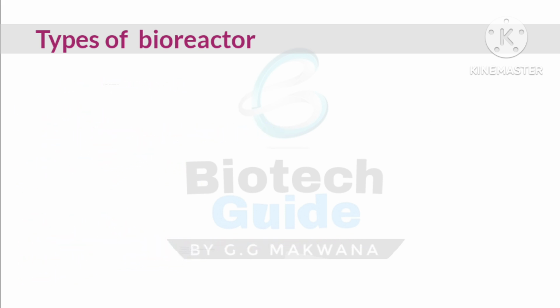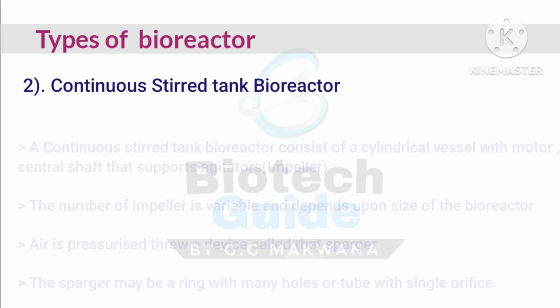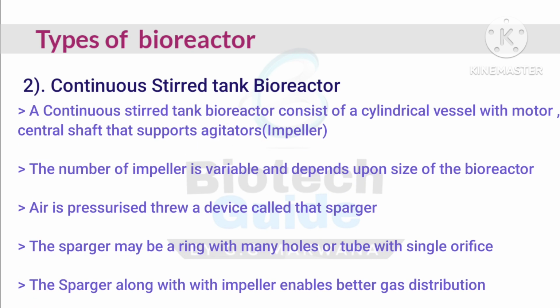Second, continuous stirred tank bioreactor, which is similar to an ideal fermenter, having a cylindrical vessel with a motor. A central shaft supports the agitator impeller. The number of impellers is variable and depends upon the size of the bioreactor. Air is pressurized through a device known as a sparger. The sparger varies depending on the type of bioreactor, like single orifice and other types. Along with the sparger, the impeller enables better gas distribution.